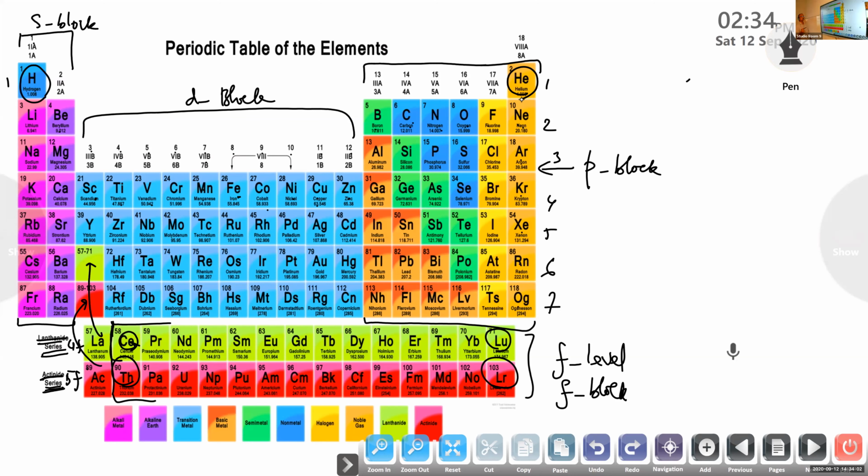In the second and third periods, for example the second period: lithium, beryllium, boron, carbon, nitrogen, oxygen, fluorine, and neon. There are 8 elements. Some gaps are there between the S and the P blocks. Similarly, in the third period also, there are 8 elements.